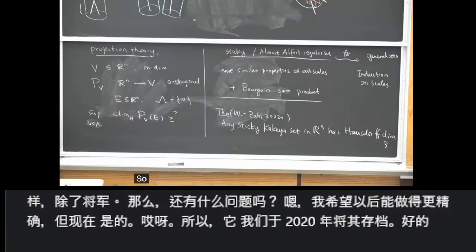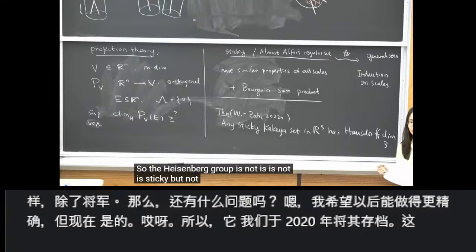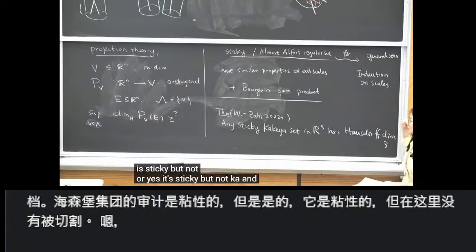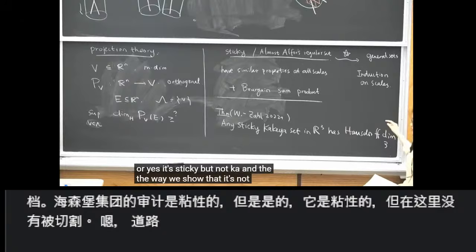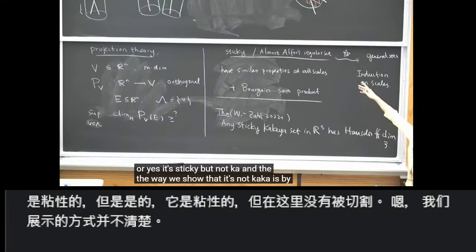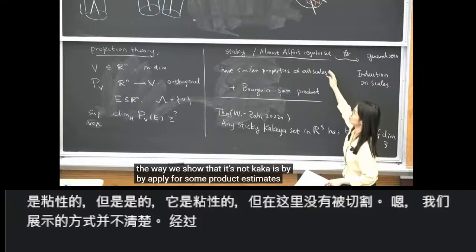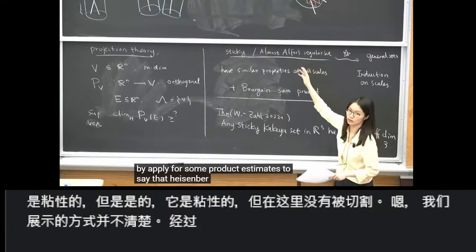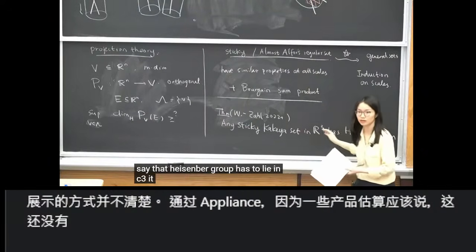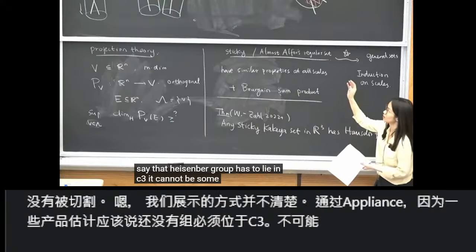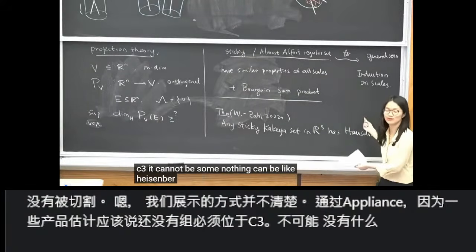Just to clarify, so the Heisenberg group is sticky but not Kakeya? Yes, it's sticky but not Kakeya. And the way we show that it's not Kakeya is by applying Bourgain's sum product estimates to say that the Heisenberg group has to lie in C^3. Nothing can be like the Heisenberg group in R^3.